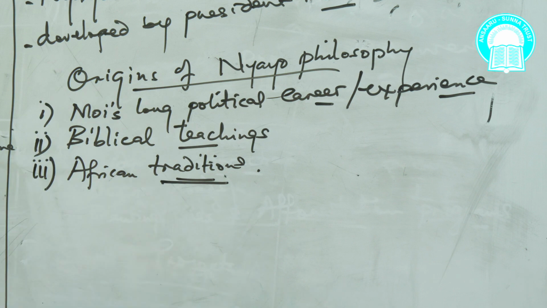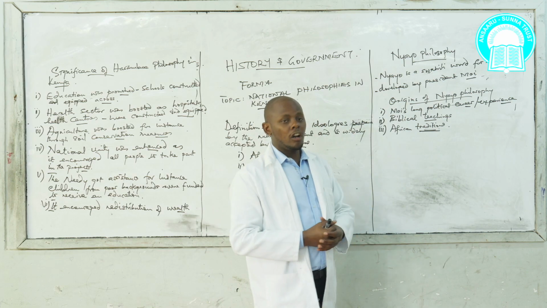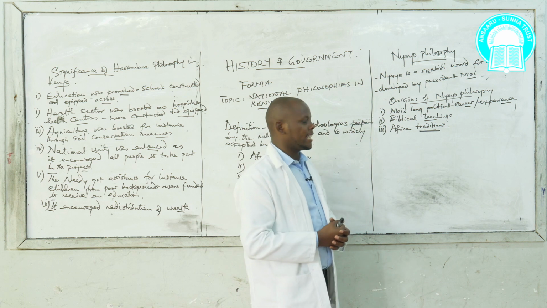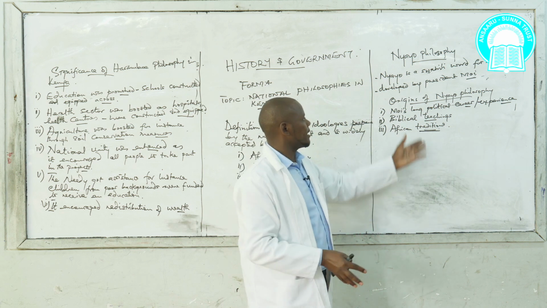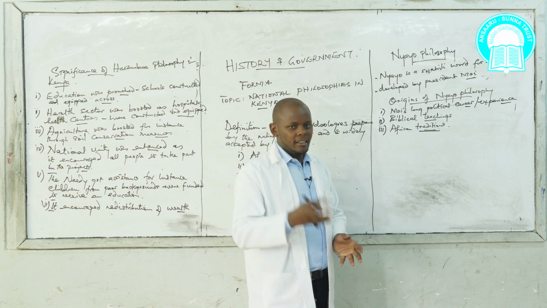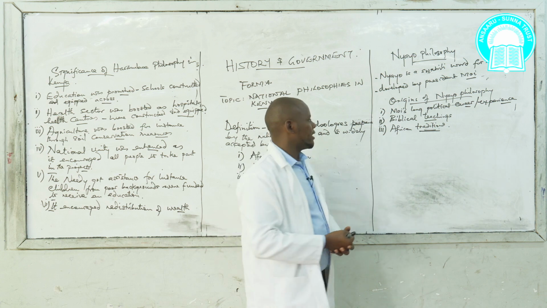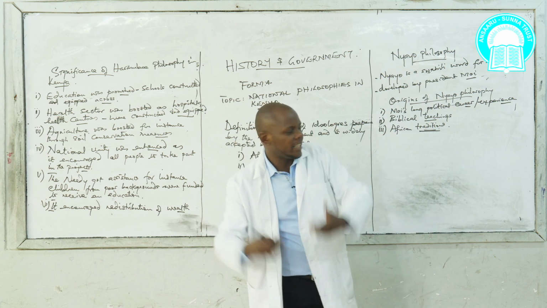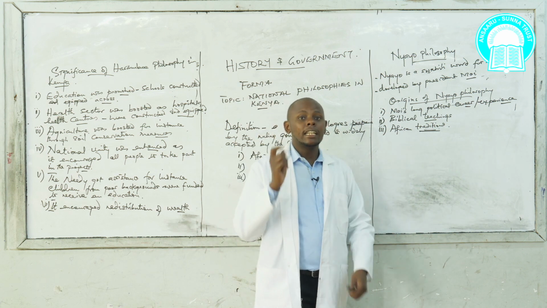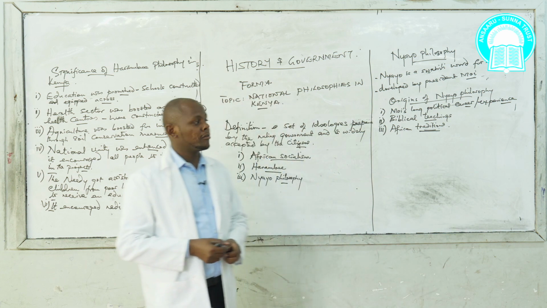So the three sources of Nyayo philosophy include Moi's long political career, that is, his long experience in politics, biblical teachings, the concept of love, which begets unity, which begets prosperity, and finally, African traditions, where Africans are known for their concept of sharing.